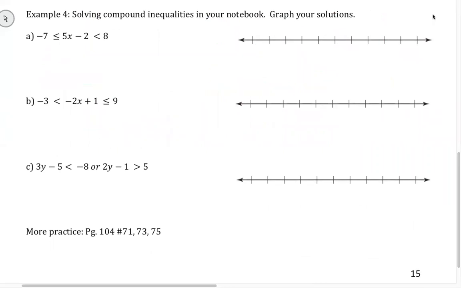Solving compound inequalities in your notebook. I'm going to give you 3 minutes to do these 3 problems. Go.